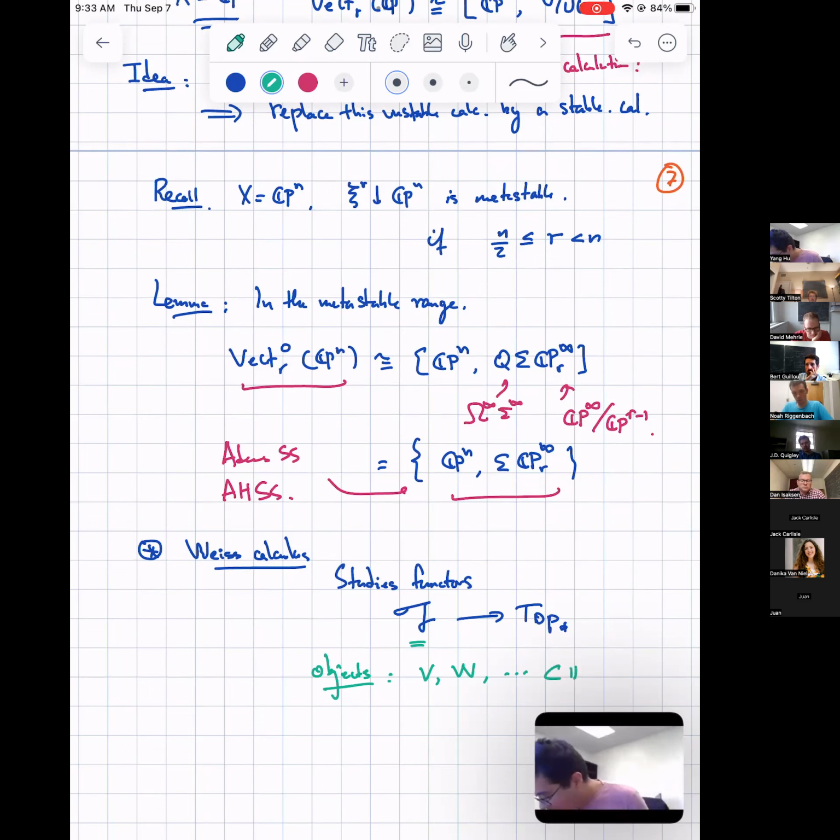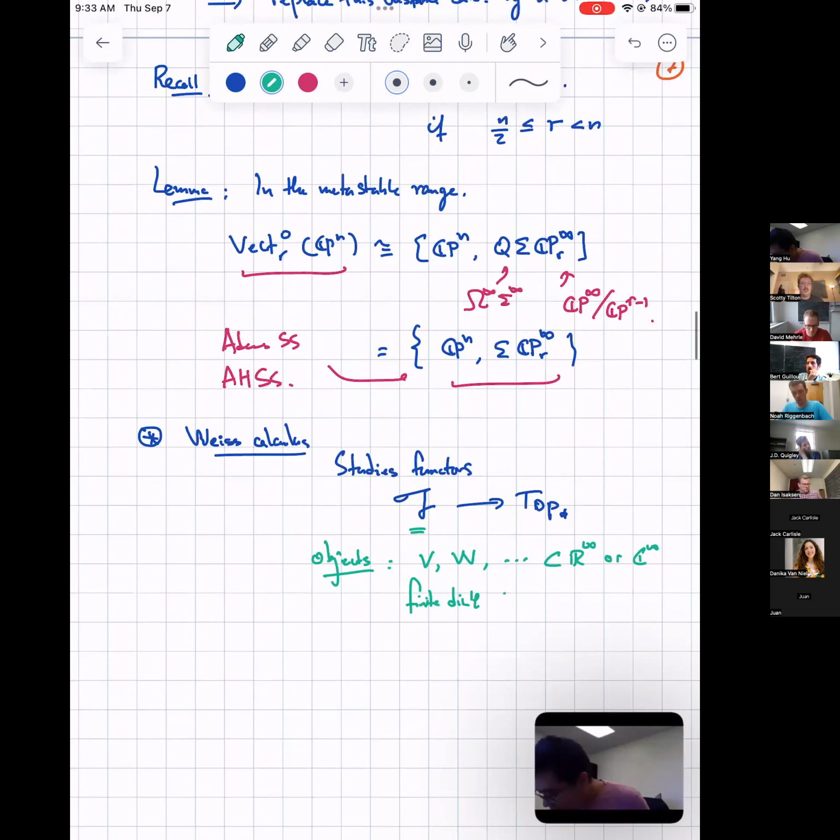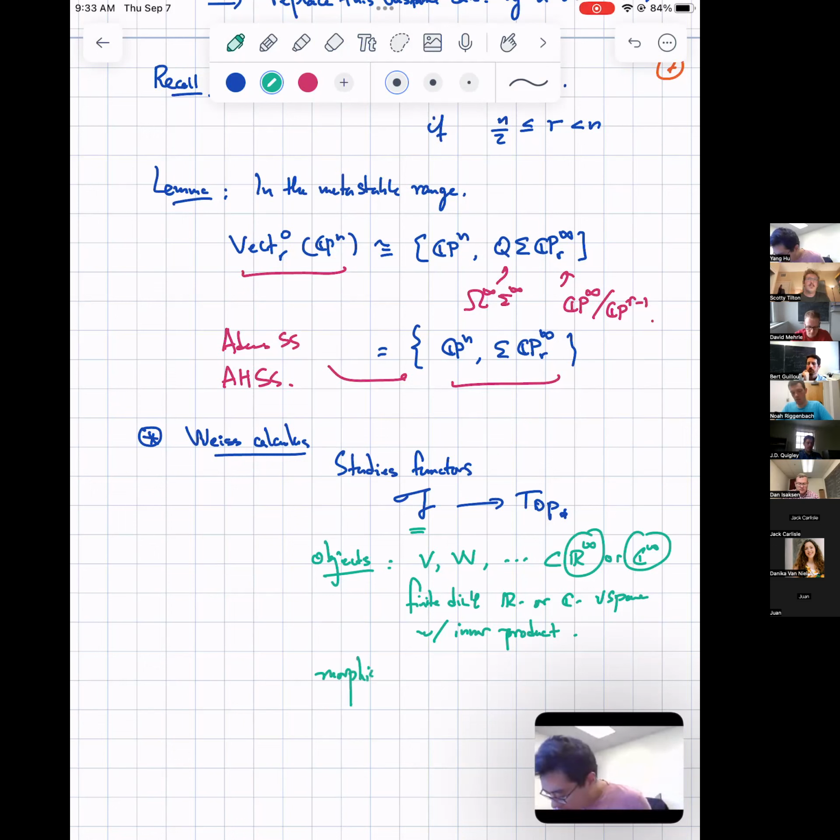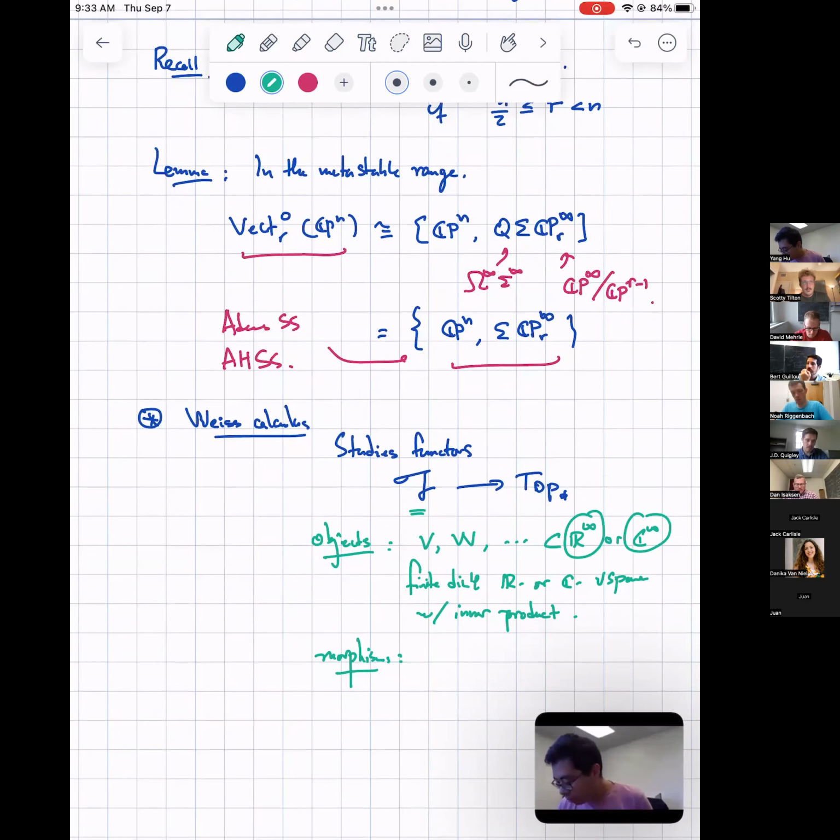In any case, those are finite dimensional real or complex vector spaces with inner product, all under a fixed universe, which is R infinity or C infinity, depending on our purpose. And the morphisms are linear maps which preserve the inner product. So in other words, those are linear isometric embeddings.